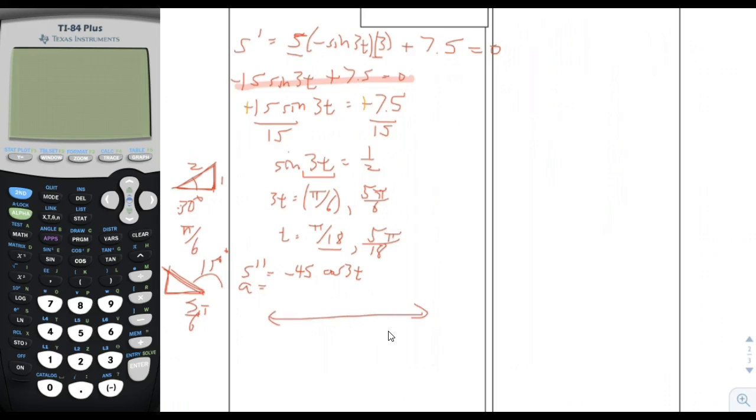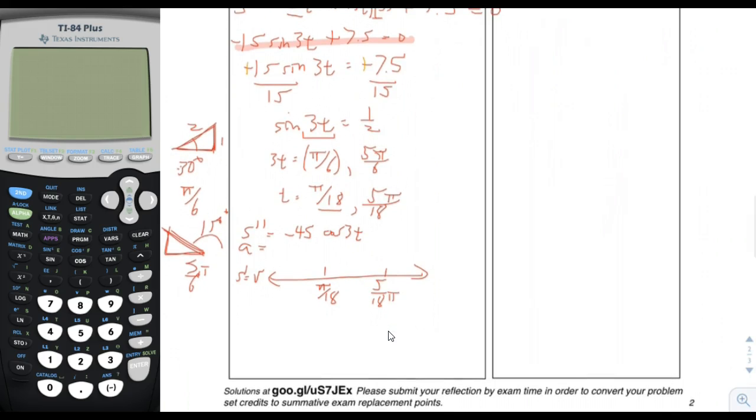So we're going to draw a sign diagram for velocity, and it's going to look like this. It's going to be pi over 18 here, and 5/18 pi here. And then we're going to figure out what these values are equal to when we do the second derivative sign diagram. So let's take pi over 18 and put it into here. We'll get negative 45 cosine of 3 pi over 18, which would be pi over 6. Cosine of pi over 6, cosine of 30 degrees, remember, is square root of 3 over 2. That's equal to 0.866, almost 1.